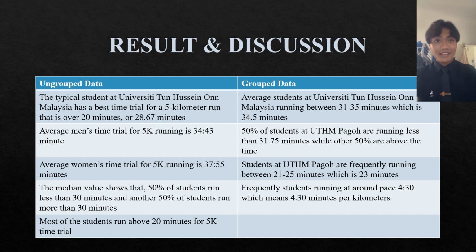For group data, the average student at University Teknologi Malaysia runs between 31 and 35 minutes, which is 34.5 minutes. 50% of students at UTM are running less than 31.75 minutes, while the other 50% are above that time. Students at UTM are frequently running between 21 and 25 minutes, which is 23 minutes. Frequently, students run at around a pace of 4:30, which means 4:30 minutes per kilometer.